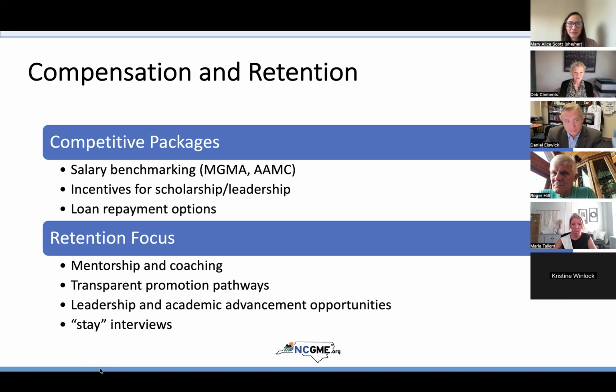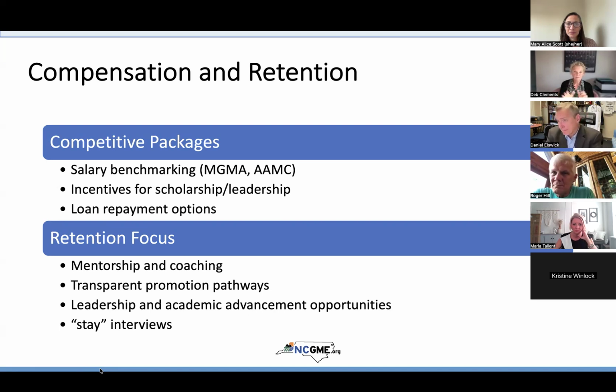So competitive salaries, we don't do price fixing. We don't talk about actual salaries, but benchmark with MGMA, AAMC. Think about other ways that are non-monetary comp things. You can do incentives for leadership and scholarship, any loan repayment options.